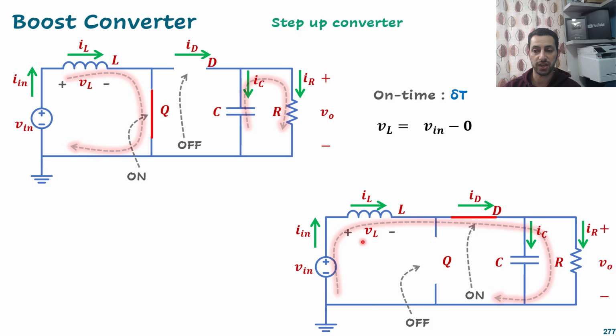Now, the question again, what is the voltage across this inductor? Again, the voltage at that node is the same as V input, and the voltage at that node is the same as, I believe you know it, V output. So now, in the off-time circuit, where we have 1 minus delta T, the VL is Vin minus V out. Now, we know the voltage across the inductor in the on-time and off-time.